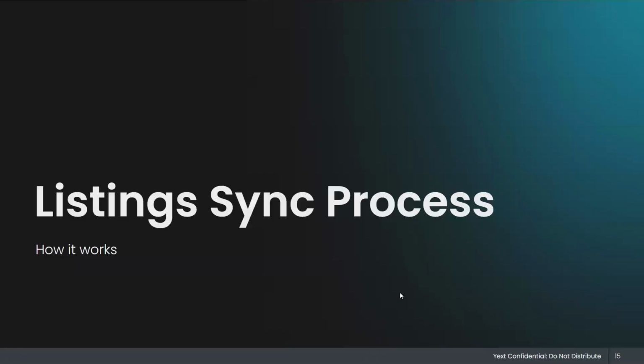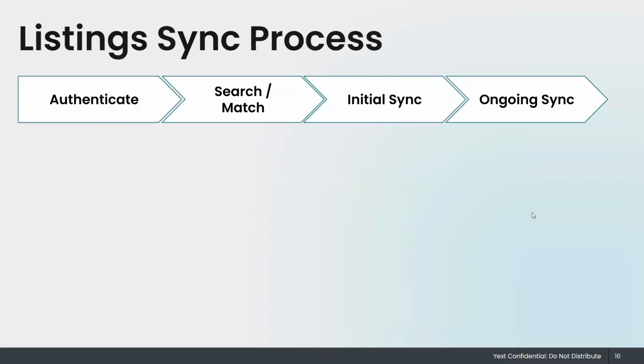Now, moving on to the sync process here. I want to walk you through how the process works, okay? So if you move on to the next slide, please, Martina. For the publisher integration to work, you can see these 4 steps here: authenticate, search and match, initial sync, and ongoing sync. This is how we create business listings for your brand on publishers like Google, Facebook, Bing, etc. We'll also show you how you can manage your listings, handle duplicates, etc., and ensure everything is accurate.